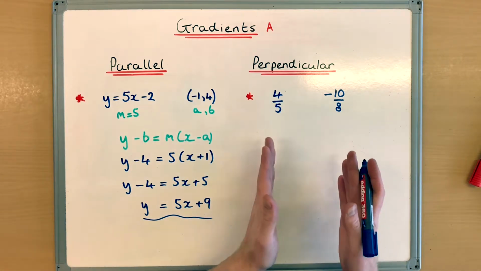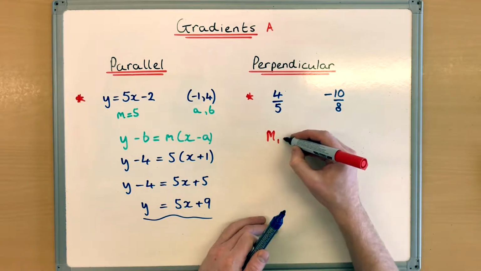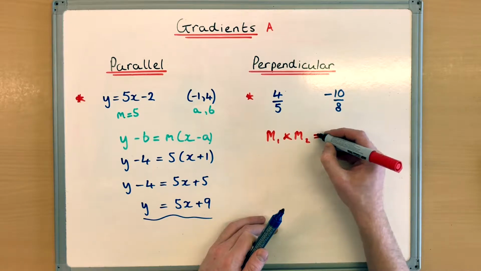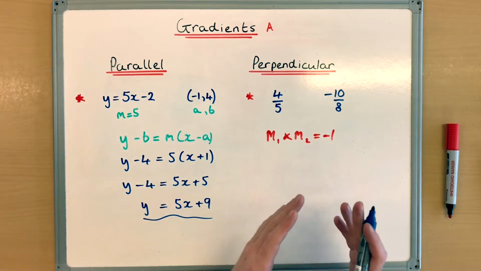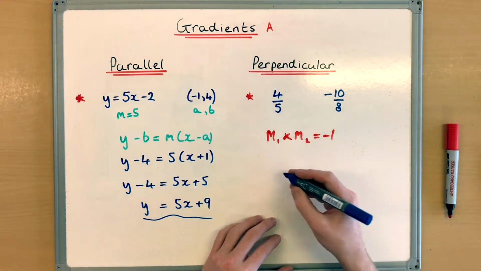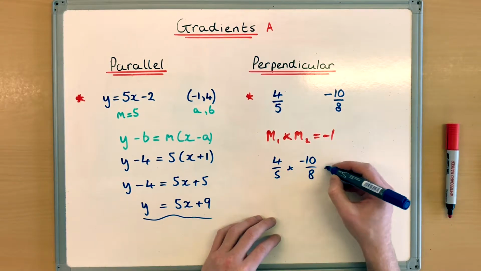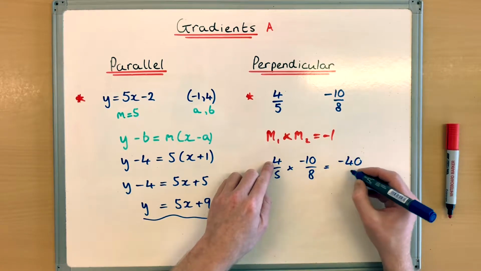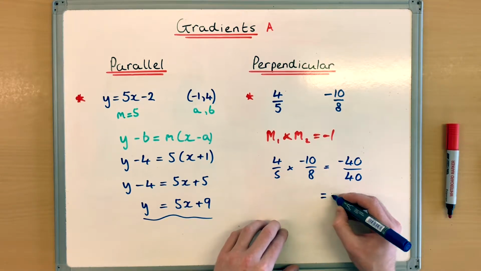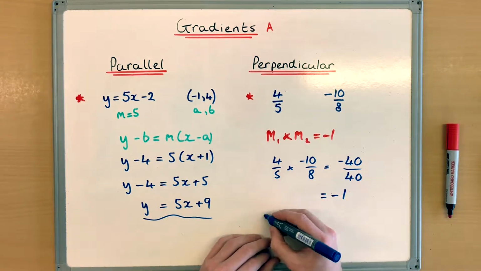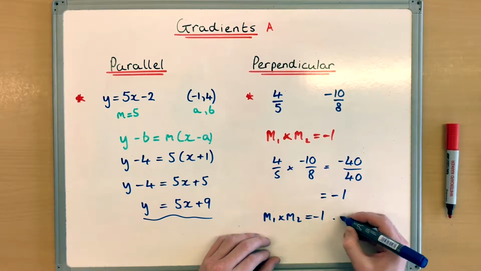Two perpendicular gradients will always follow the rule that when you multiply them together, you get -1. So if you're asked to show the two gradients are perpendicular, often you're better just to multiply them together, get the answer -1, and make a statement. So in this case, 4/5 times -10/8, well, that's going to be top times top, bottom times bottom, gives us -40/40, which is the same as -1. And then we would say m1 times m2 equals -1, therefore perpendicular.